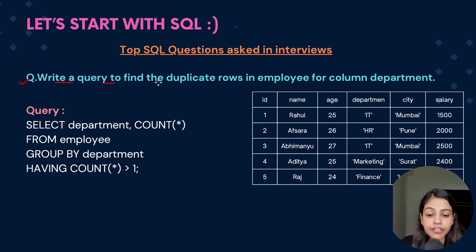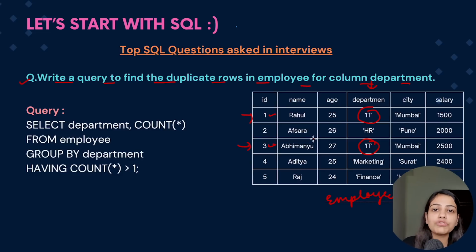We have to write a query to find the duplicate rows in employee for the given column department. So this is my employee table. In this employee table, I have to go to the column department and see which departments have duplicacy. Here if you see, the department is IT here and here as well. So can we say that there is a duplicacy for the department column in these two IDs 1 and 3? Yes, we can. Now coming to HR, HR is not getting duplicated anywhere, marketing it's not, finance it's not. But again, it's a small table, there could be a huge table or huge data sets. So for that we have to write a query.